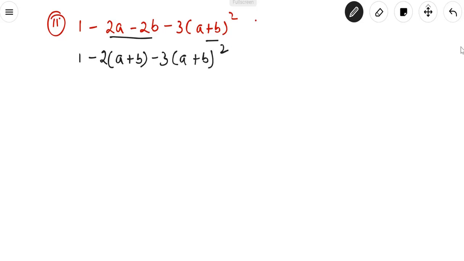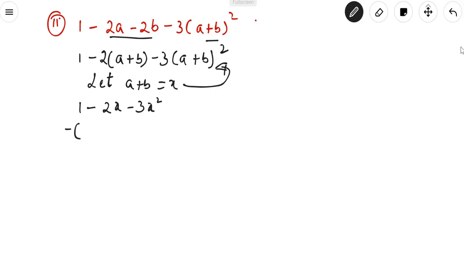Now if you observe this problem, if you expand, this becomes a very large equation. So to avoid all that, let us assume a plus b is equal to x. We will take this value as x. Now this value of x I'm going to substitute in this equation. So the equation becomes 1 minus 2x minus 3x square. Now you have to find the factors for this. So I'll rewrite this equation, taking minus outside. So this becomes 3x square plus 2x minus 1.